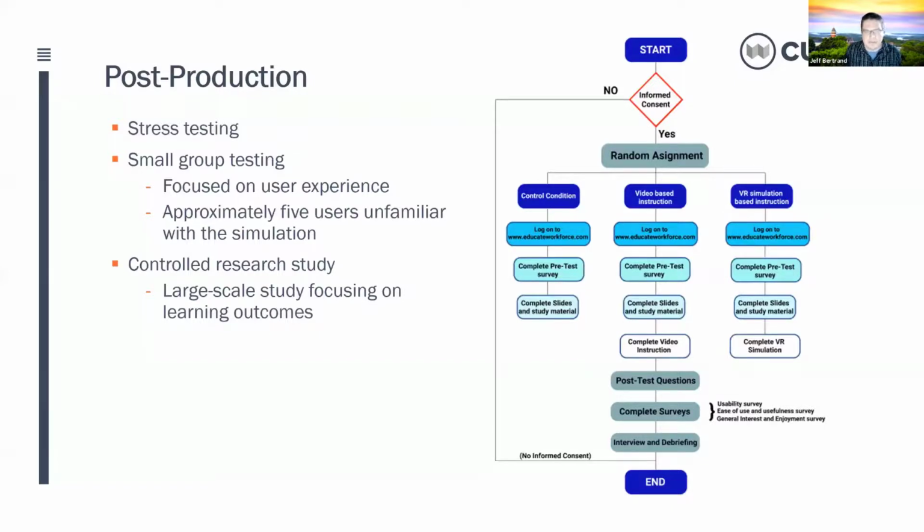So once we have our simulations built, we go through an extensive stress testing phase. We're trying to find any kind of errors or bugs the simulations might have. So we might share the simulation with small focus groups just to figure out if there's anything we're overlooking. And then at the end, we want to conduct our controlled research studies. This is an example of one that we're working on right now, where we're trying to figure out what the learning gains are when you use virtual reality as compared to watching a video or just looking at slides.